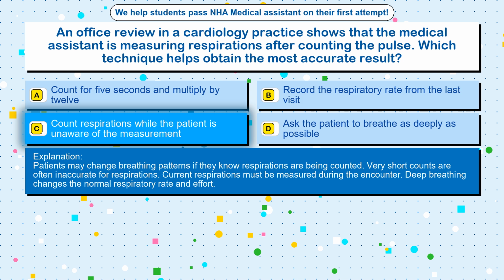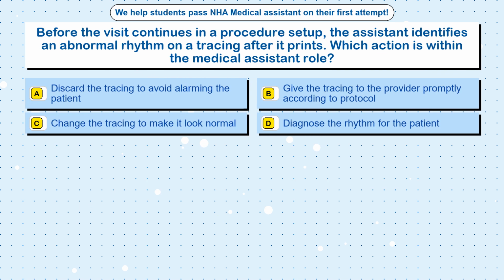Question 21. Before the visit continues in a procedure setup, the assistant identifies an abnormal rhythm on a tracing after it prints. Which action is within the medical assistant role? Option A. Discard the tracing to avoid alarming the patient. Option B. Give the tracing to the provider promptly according to protocol. Option C. Change the tracing to make it look normal. Option D. Diagnose the rhythm for the patient.